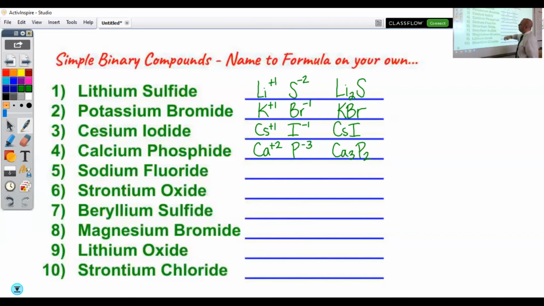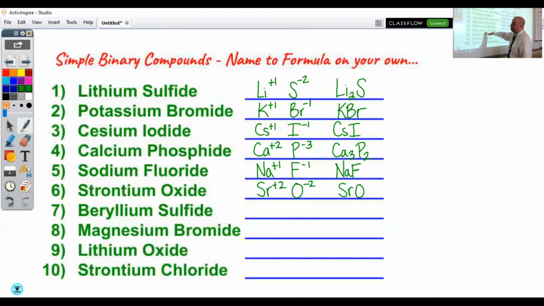Okay, in example 5, we have sodium, which is in group 1, so it's +1. Fluorine, or fluoride, which is in group 17, so it's -1. +1, -1 cancel each other out. So we have NaF. In the 6th example, I have strontium. Strontium is in group 2 on the periodic table, so it has a +2 charge. Oxygen, which is in group 16, has a -2 charge. Again, here we have +2, -2, cancel each other out. So we're left with just SrO.